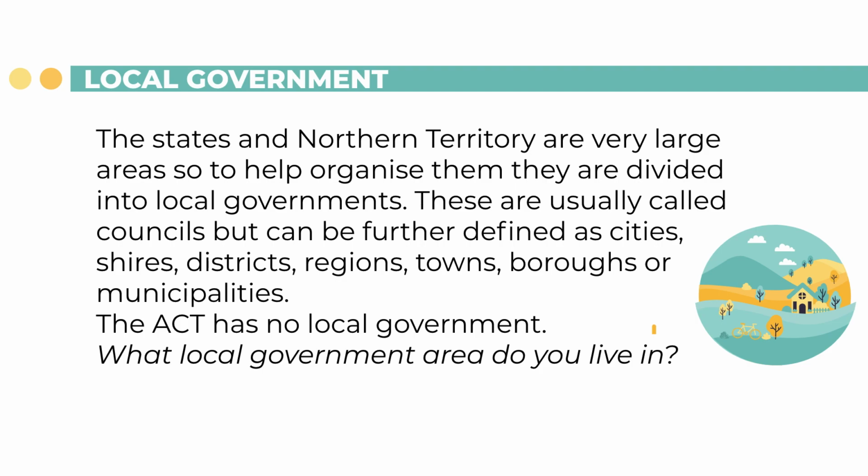The states and Northern Territory are very large areas, so to help organise them, they're divided into local governments. These are usually called councils, but can be further defined as cities, shires, districts, regions, towns, boroughs, or municipalities. The ACT has no local government, so they just go with federal government rulings.